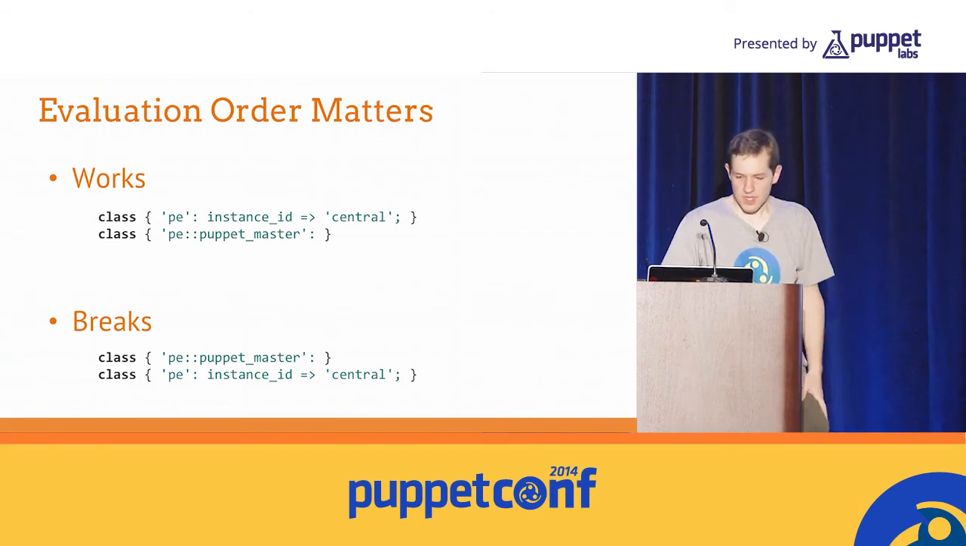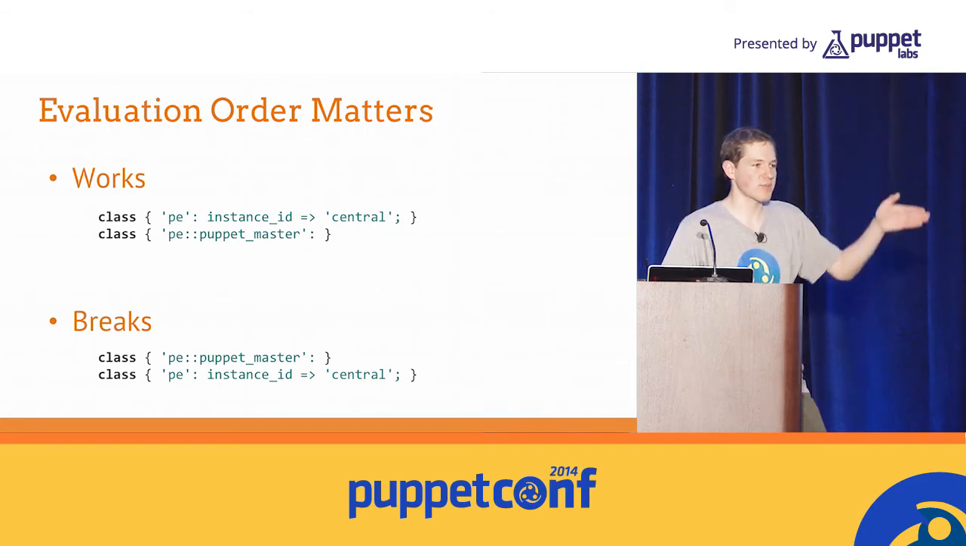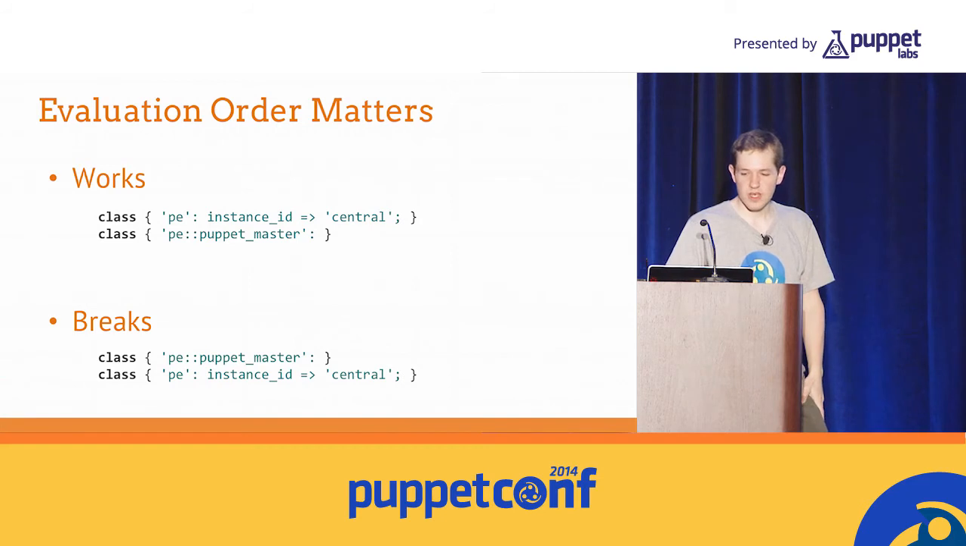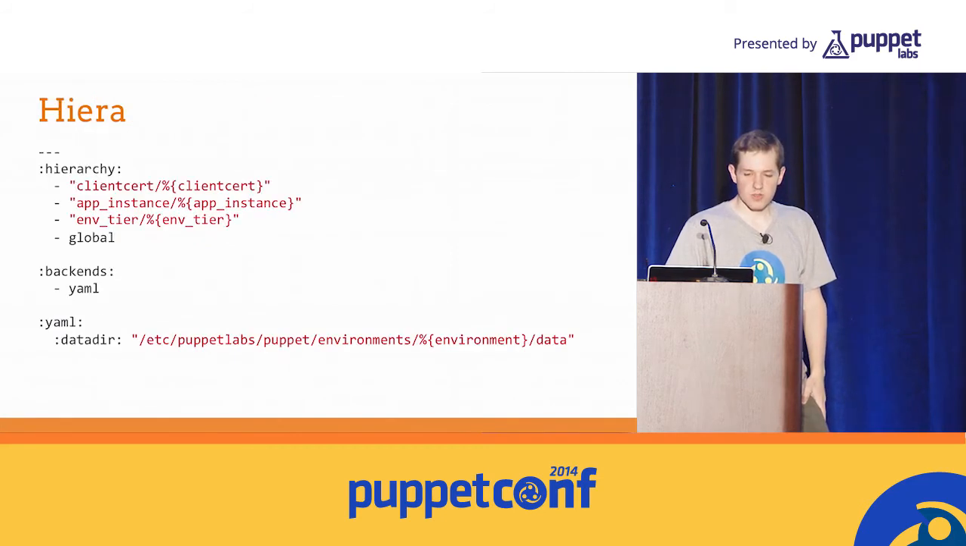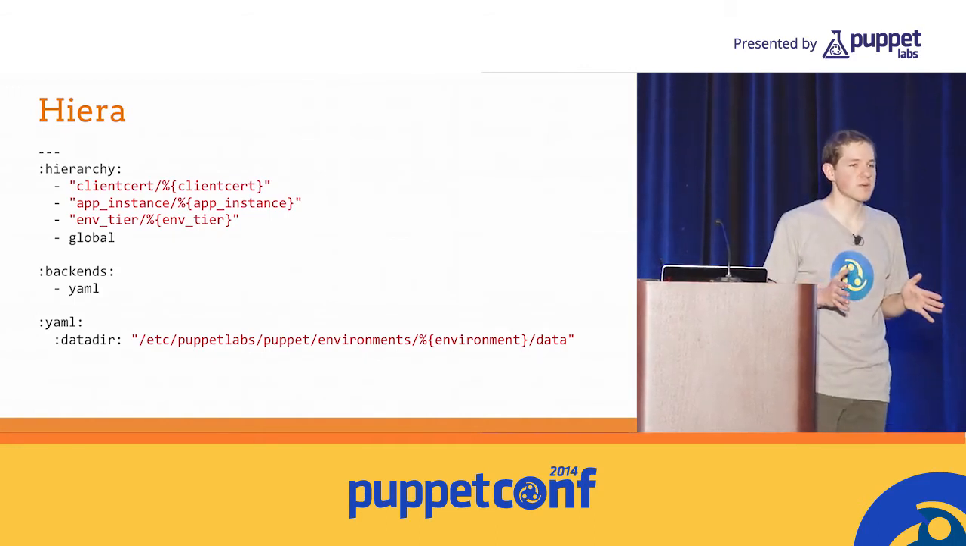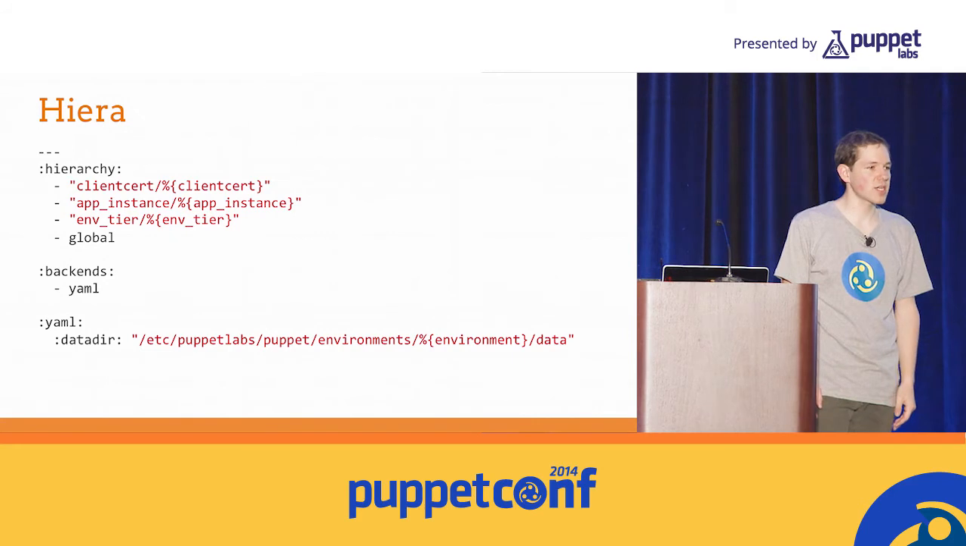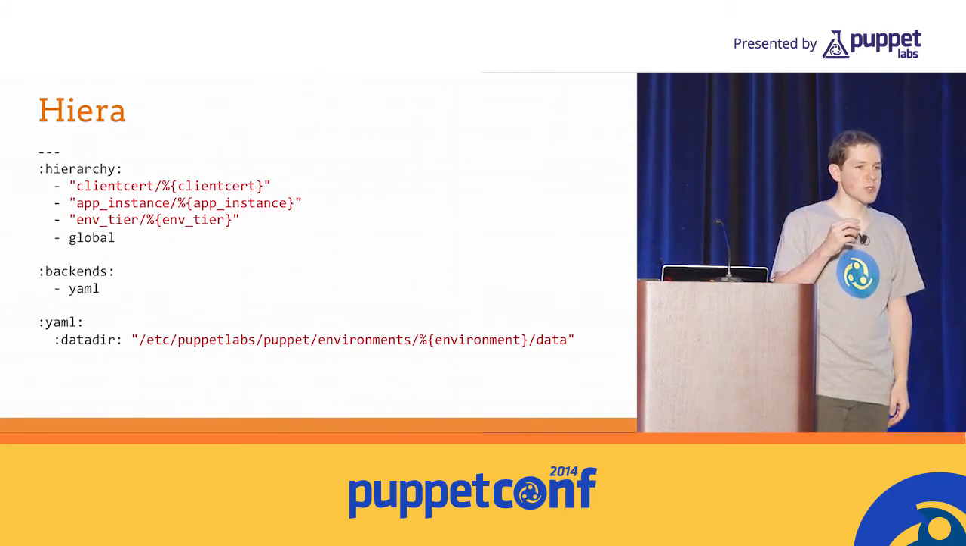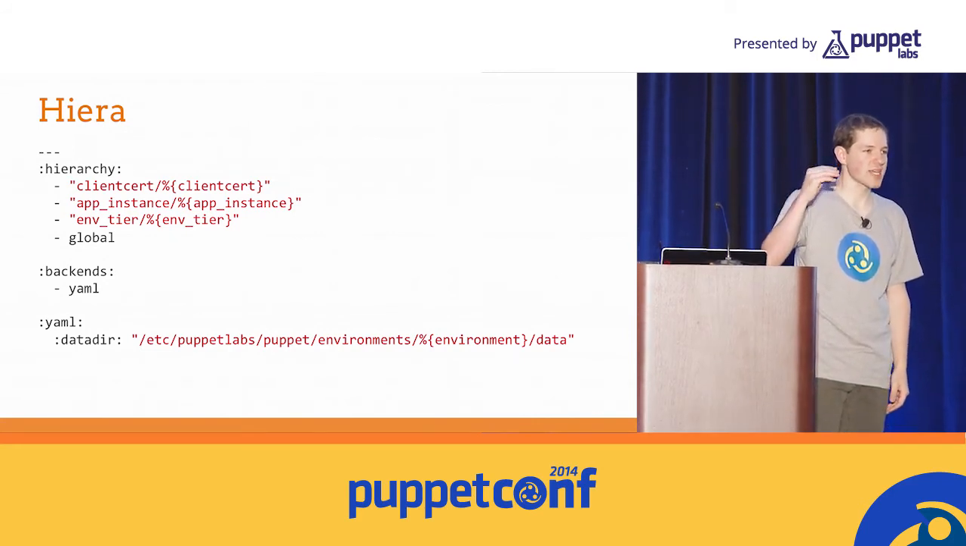Basically, because evaluation order matters, we have to find some other means of ensuring that the parameters are appropriately applied kind of abstractly to the application and then the specifics passed down to the individual profiles. There's two ways that we thought about doing this. And the first way was, well, we already have this application out there that basically exists for partitioning nodes into groups and then assigning not classes to nodes, but rather parameters to classes, and that application is Hiera.